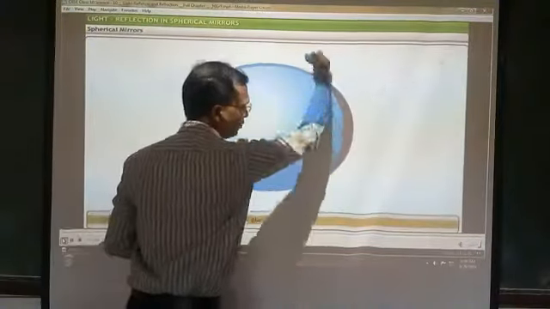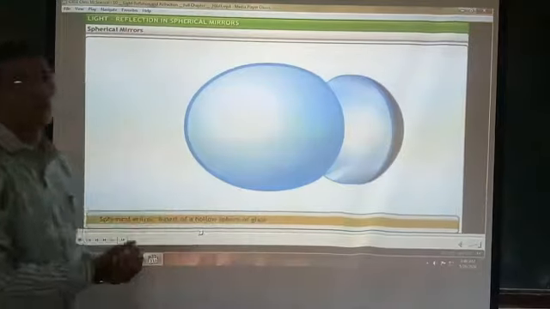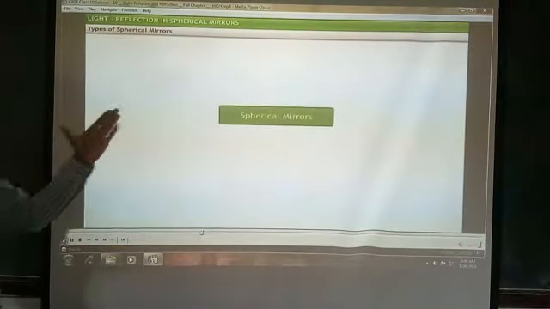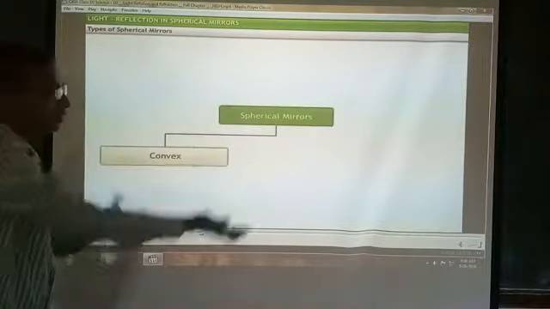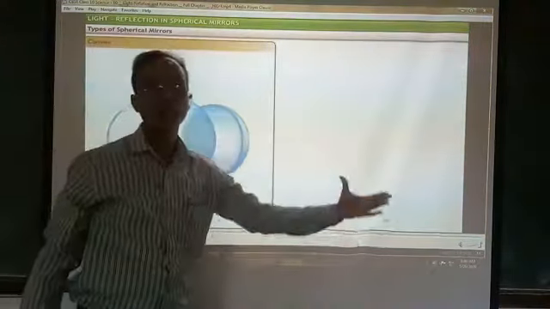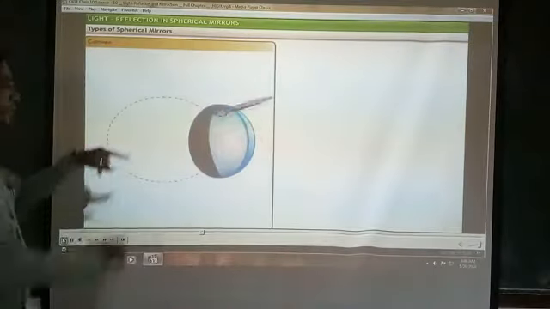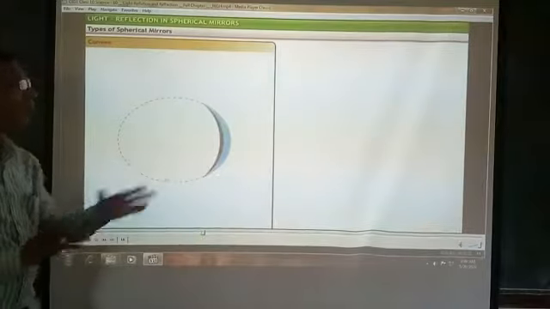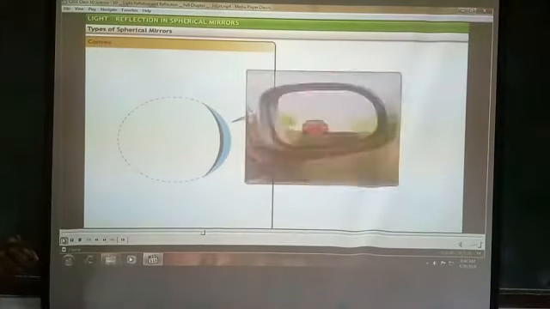Now, you should get the one mirror that is the curved mirror, and these curved mirrors are spherical mirrors, from a spherical shape. There are two types of mirror, convex mirror and concave mirror. The mirror should be obtained by cutting a spherical shell.